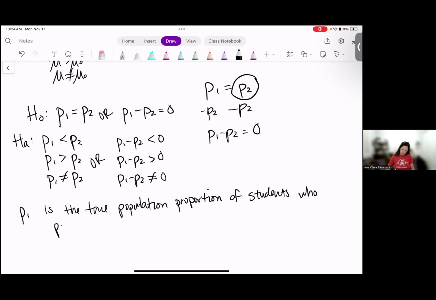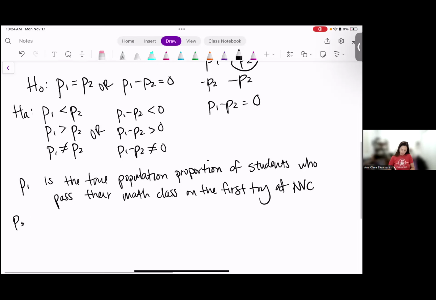Students who pass their math class on their first try at Napa Valley College. And then P2 would be the same thing, except at, let's say, Solano College. Okay, so you would want to write out the whole thing.